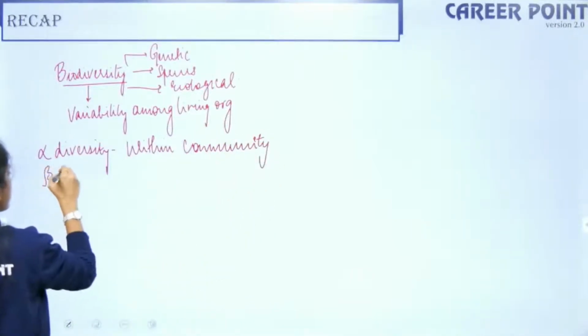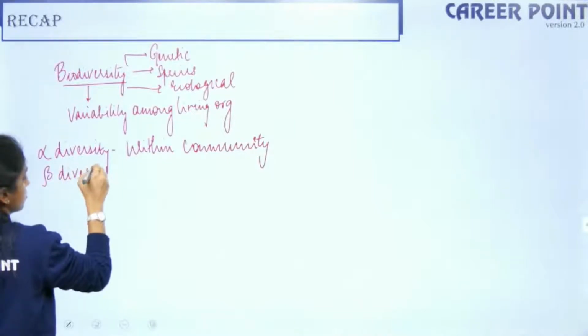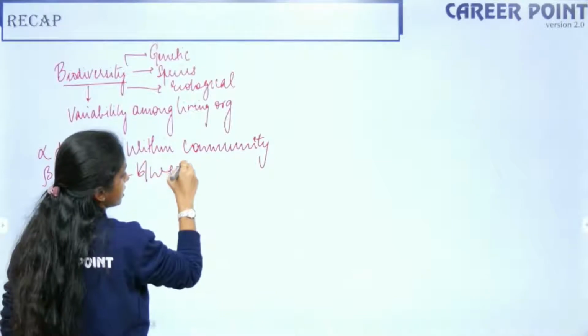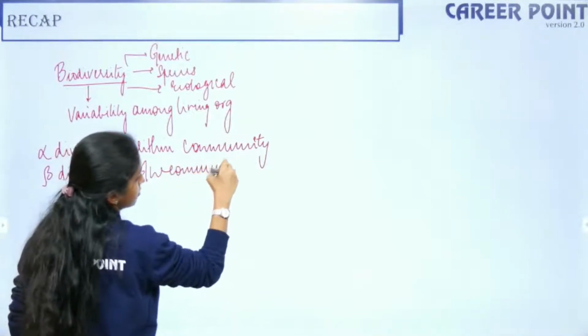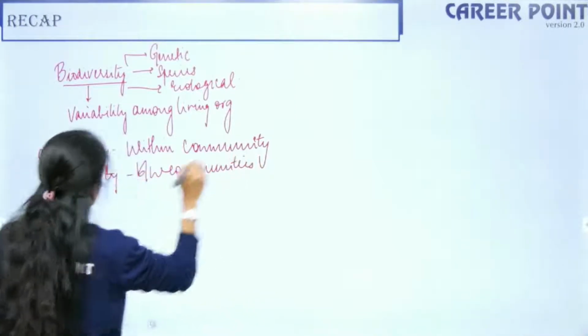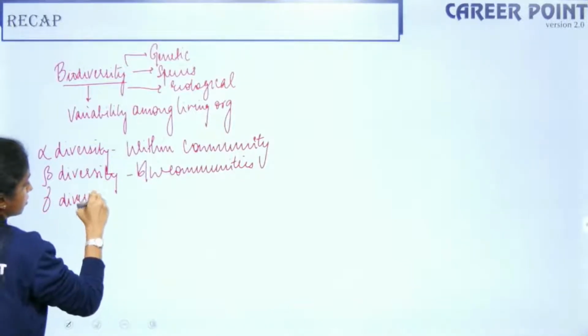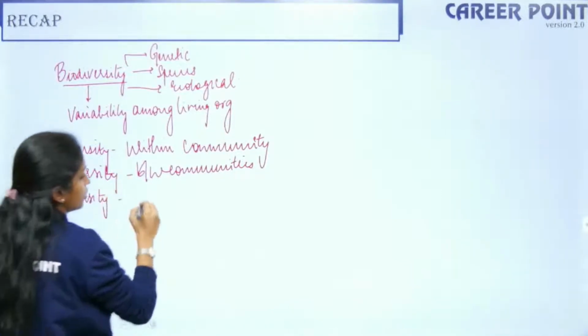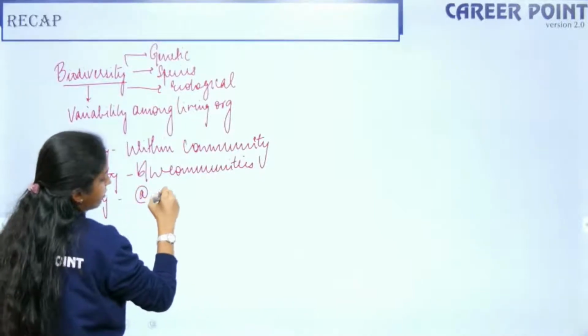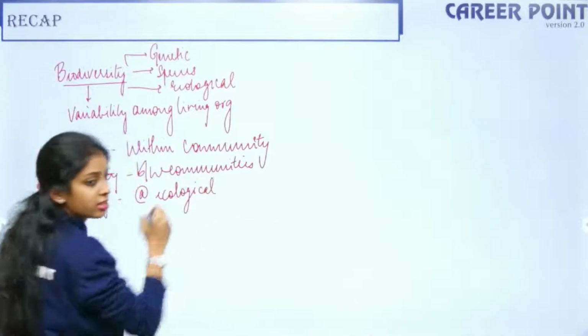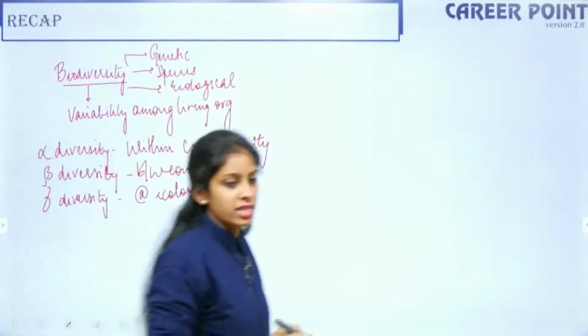Then you have beta diversity. So beta diversity is between communities. And then you have gamma diversity. So this is at the ecological level, within an ecosystem level, right? So these are the three types of biodiversity.